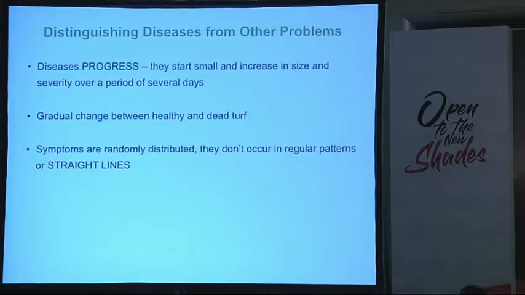So if you can mark it and still keep out of play, then you can see where those diseases, and basically most of the time it's a fungus that is just moving farther and farther away from that source. You have a gradual change for the most part between healthy and dead turf. So you don't have that real sharp demarcation line that you would get from some other kind of non-living problem. Again, diseases do not occur in straight lines. That is a very, very important point.